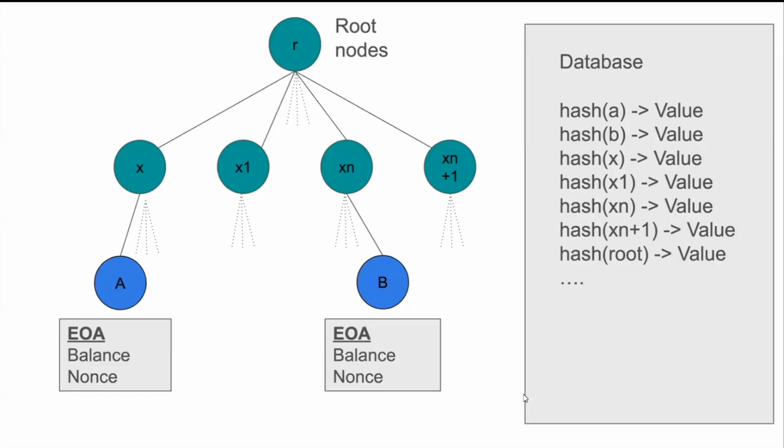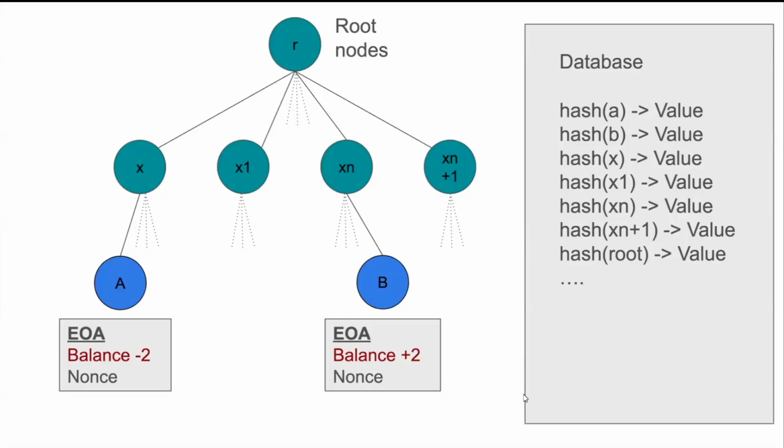In Forest, we have another issue when we want to update the state. I will give you an example with 2 accounts, account A and account B. In this example, we'll have 7 entries in the database, for the intermediate nodes and also for the account definition. I want to transfer ether from account A to account B.